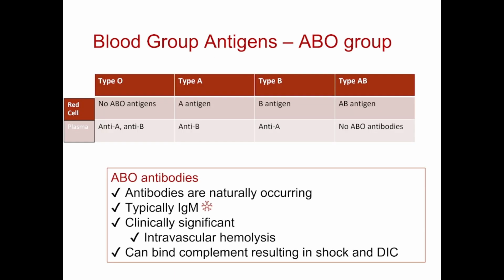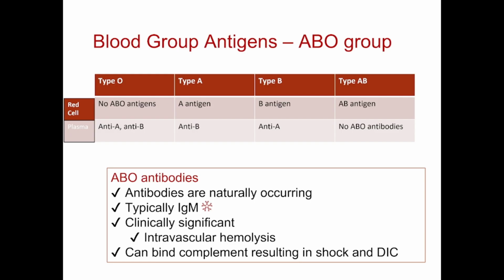There are 3 blood groups. They are A, B, and O. O doesn't really have any antigens, so plasma has A and B. There's also A blood group, which has red cells that contain the A antigen. Plasma has B. And I don't want to read the slide for you here, but the takeaway point is that these antibodies are naturally occurring. They're IgM. They're clinically significant. They can cause intravascular hemolysis, bind complement, result in shock and DIC.